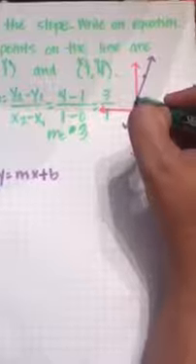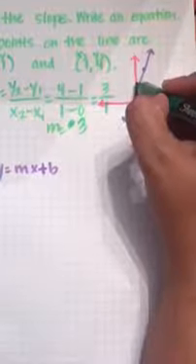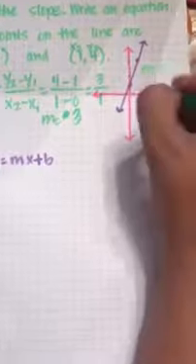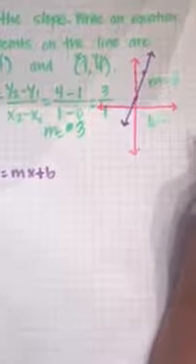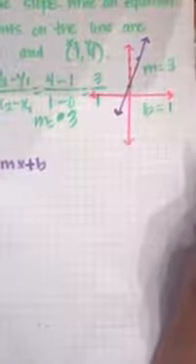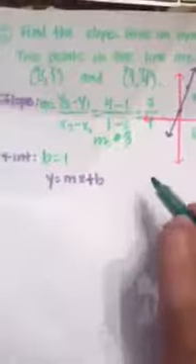Alright, we could have also found the slope here by doing rise over run, because we have this graph. So we would go up 1, 2, 3, and over 1. So we know that the slope is 3. We can also identify the y-intercept by looking at the graph. This graph crosses the y-axis at 1. So we know that the y-intercept is 1.